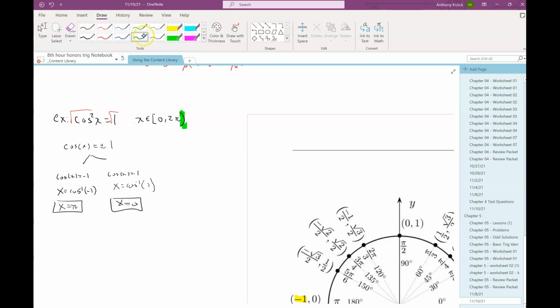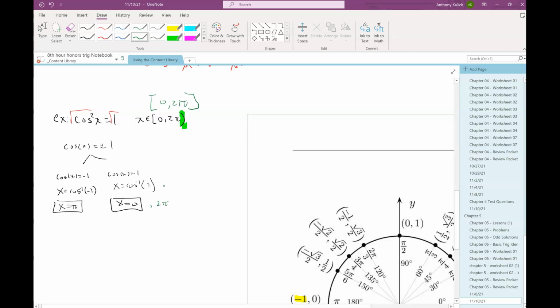Note that if this had been 0 to 2 pi with the bracket, we'd have a third answer there, right? That's just a hypothetical. That's why I did it in green.